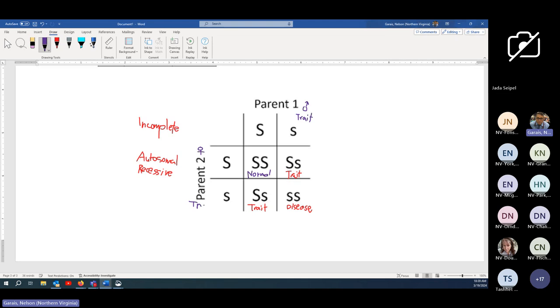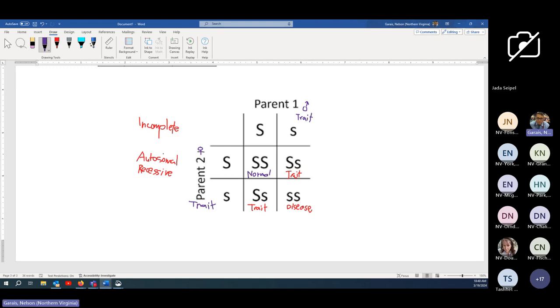So those are the kind of questions I could ask for incomplete dominance. And how do you know it's incomplete dominance? You have different levels of the disease, all in the same family. Trait, mild, very, very mild. My last patient, his sister had little to no symptoms, but the 17-year-old male had severe, severe symptoms and had sickle cell crisis on a regular basis. It was hard to watch.